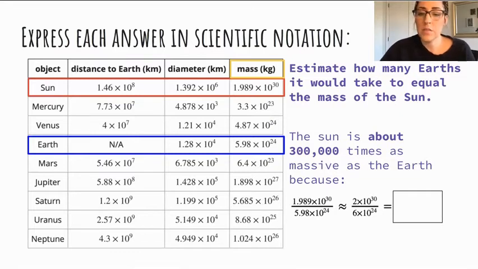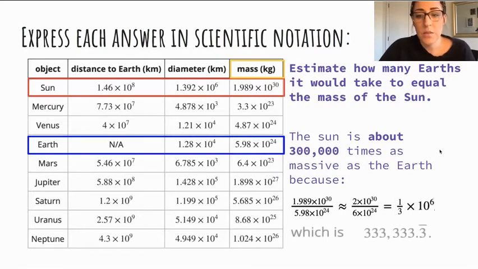And then let's use estimation here to determine this. So we'll estimate that the mass of the sun is 2 times 10 to the 30th, and estimating the mass of the Earth to be 6 times 10 to the 24th, which makes it a little bit easier to calculate. So we can say that this is 1/3 times 10 to the 6th. If we were to think about that written out, we know that 1/3 is a repeating decimal. So that's where we're getting that estimate of 300,000, just rounding it to that 300,000, especially because we rounded up when we estimated the 2 and the 6.